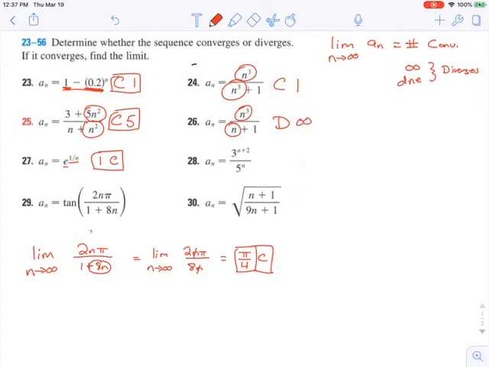Okay, this one, the dominant term on bottom is 5 to the n, and the dominant term on top is 3 to the n plus 2. If you think about it, we could break that up into 3 to the n times 3 squared over 5 to the n. So that's 9 times 3 to the n over 5 to the n. You can look at this, that's going to go to 0.